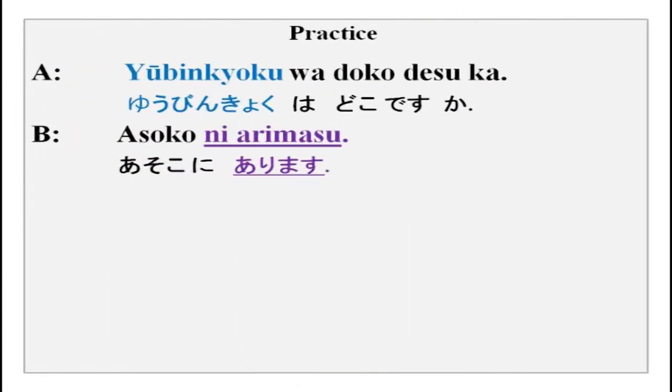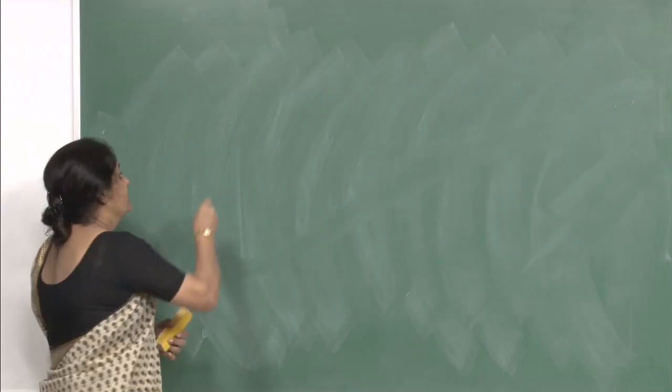So now we go to our practice, which is what we have to do. Now the practice is yubinkyoku wa doko desu ka, and in the conversation we had asoko ni arimasu. So now what you can do is very simply replace yubinkyoku with other words that you have done.